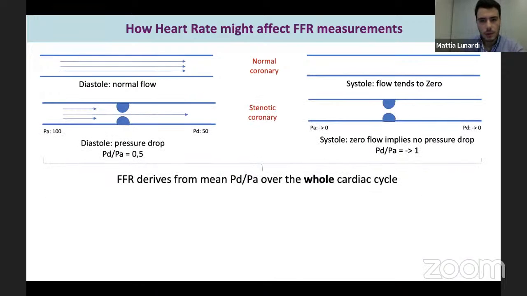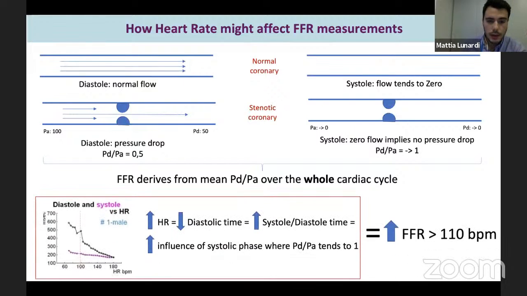So if you can show the rest of the slide that represents what I just said, we can expect that at higher frequencies, higher heart rate, higher is the systolic time of this cardiac cycle, and greater is the impact on the PDPA ratio by the systolic time that normally tends to 1. So at heart rate above 100, 110 beats per minute, we can expect a greater influence of the systolic phase on the PDPA ratio that tends to 1, and so we can expect a higher FFR, a more normal FFR for a given stenosis.